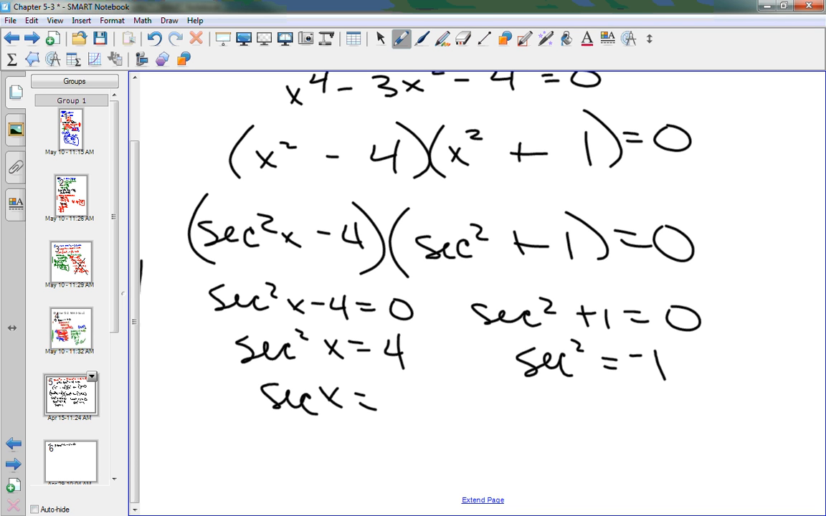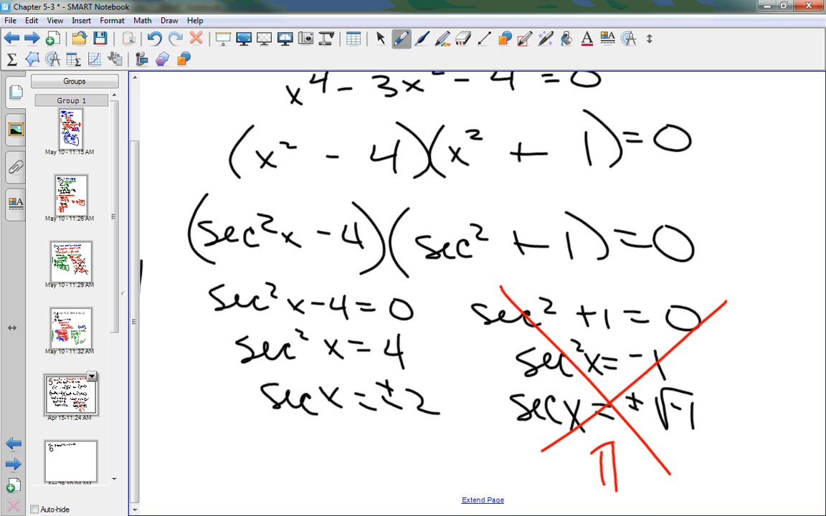So if I take the square root of both sides, it's going to give me plus or minus 2, right? If I take the square root of both sides over here, that's going to give me plus or minus the square root of negative 1. What's the square root of negative 1? Imaginary. So do I even acknowledge that part anymore? No, because that's not real.